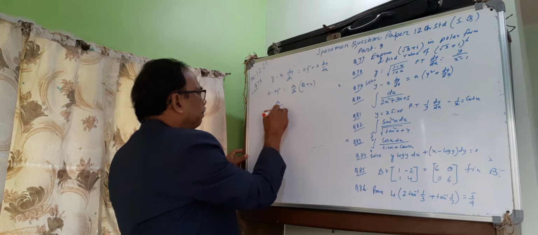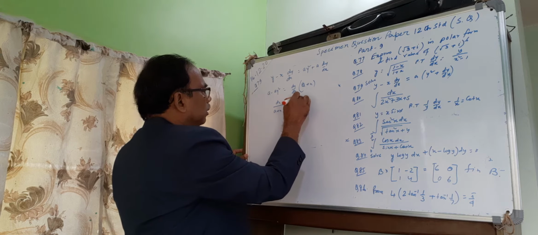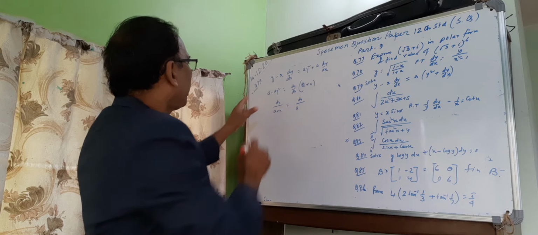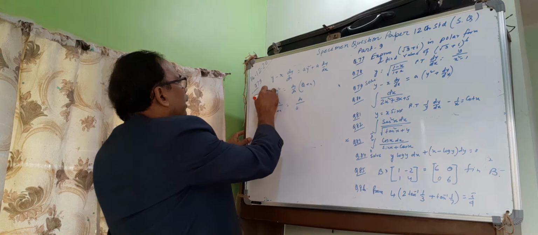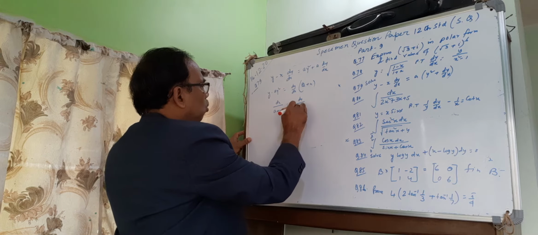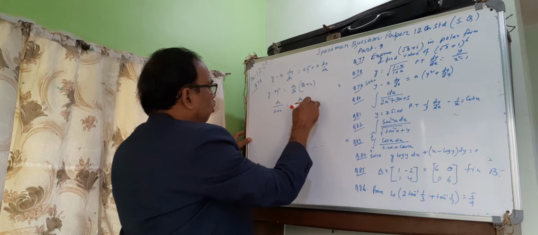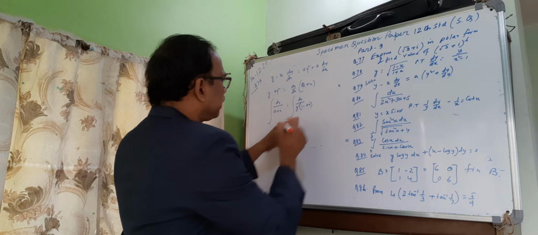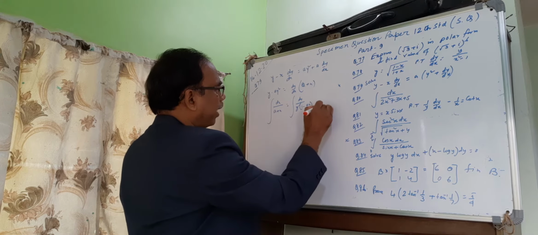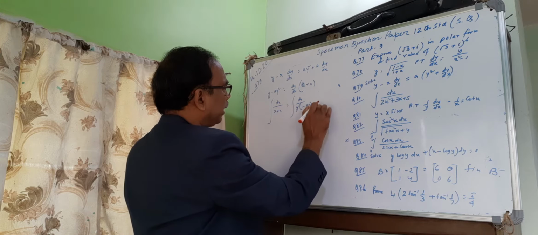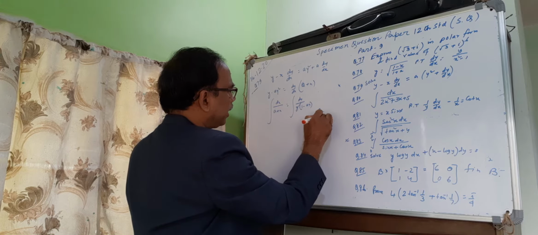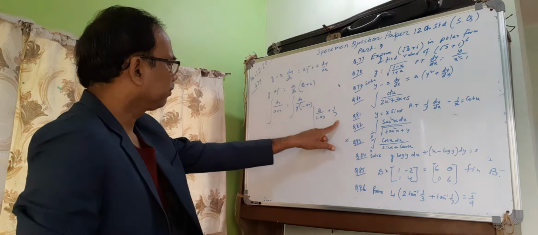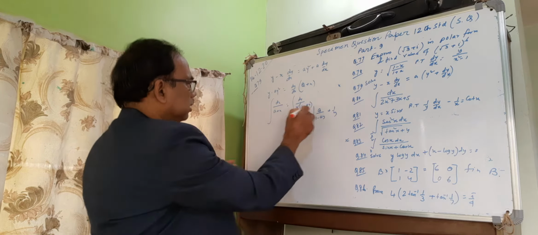Now dx by (a + x) equals dy by (ay − ay²). Here y is common: y(1 − ay). Now you have to integrate both sides. This is a partial fraction sum. We can write it as a by (1 − ay) plus 1 by y. We can break it into a sum.